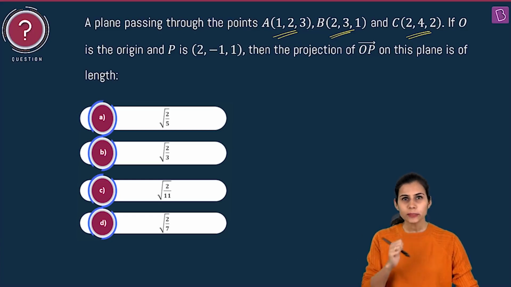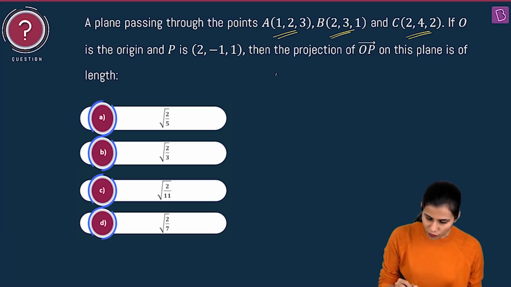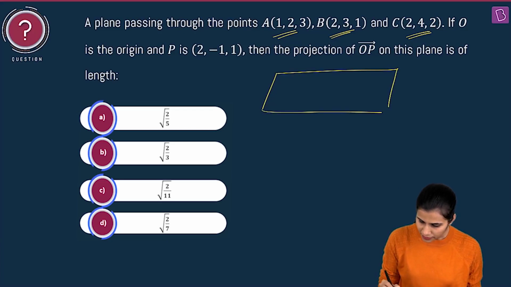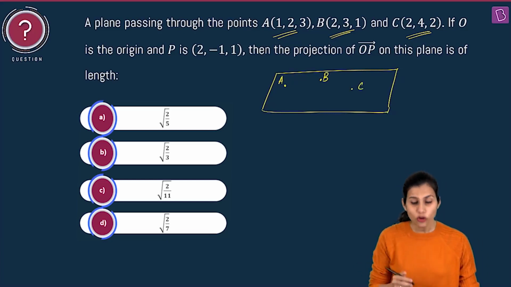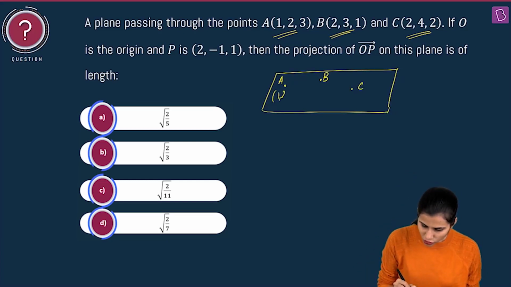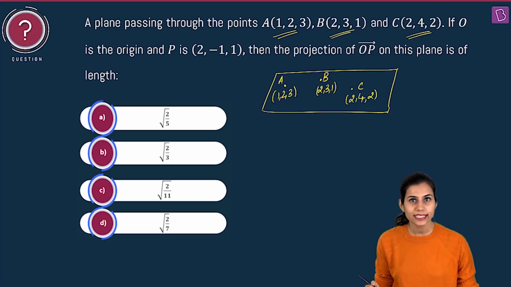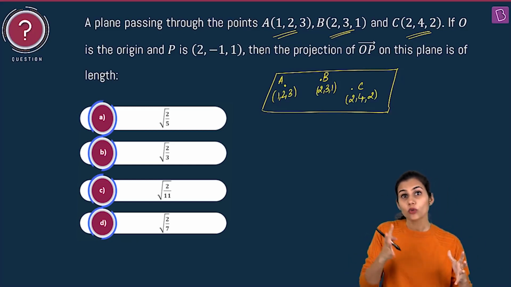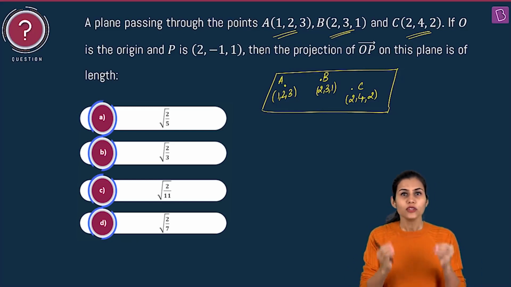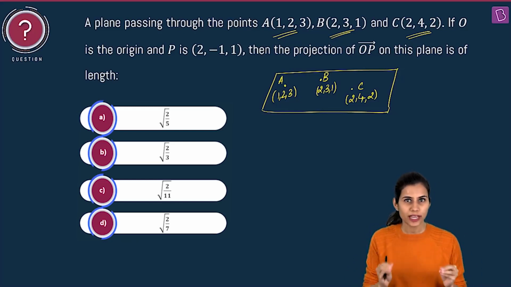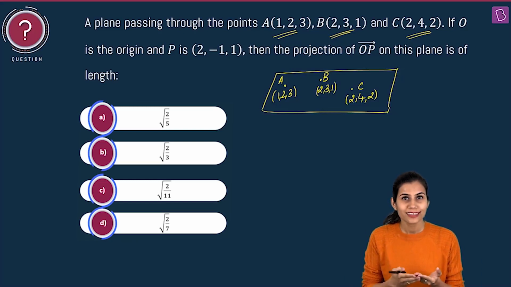Fine. So you have to interpret the language of the question. First of all, there is a plane on which we have 3 points sitting, A, B and C. We are aware of their coordinates. A is (1, 2, 3), B is (2, 3, 1) and C is (2, 4, 2). Now the very first thing which should pop up straight in your mind is that if you have a plane with the coordinates of 3 points known to you, then you can successfully find the equation of that plane using what rule? Can you recall?